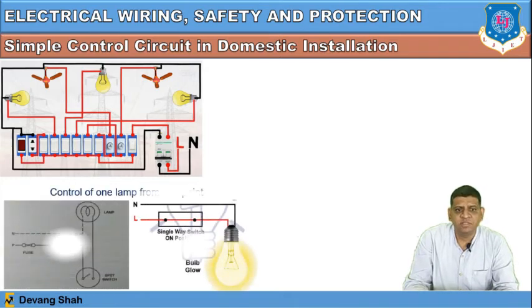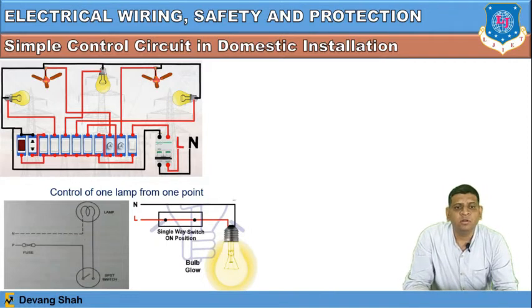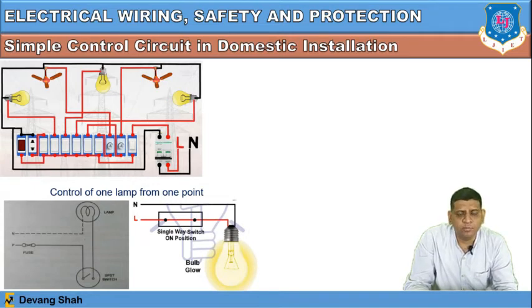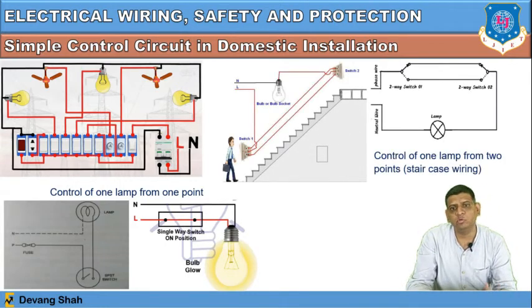One simple circuit, you can see, is the control of one lamp from one point. That's very easy: you just switch on the lamp, as there is one switch connected between the main supply and the lamp. That is a single pole single throw switch. So here you just switch it on and the lamp will glow. So that's one lamp and one point, right? In the same way here, you can control one lamp through one switch.